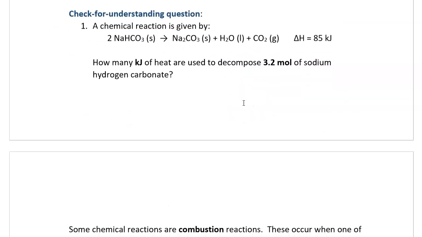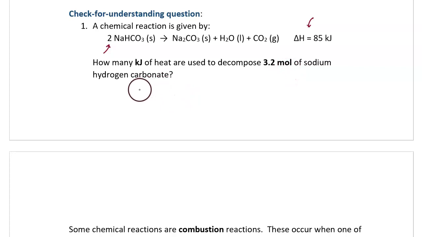Here's a check for understanding question. A chemical reaction has this equation, and notice the delta H value on the side. How many kilojoules of heat are used to decompose 3.2 moles of sodium hydrogen carbonate? Well, the coefficient in the equation in front of sodium hydrogen carbonate is a 2. So this is saying that 2 moles of that substance has that delta H value. But what about 3.2 moles?